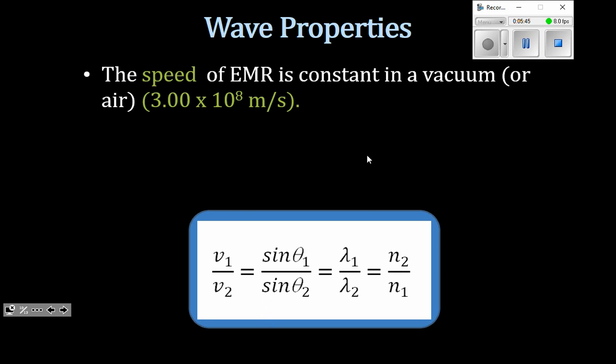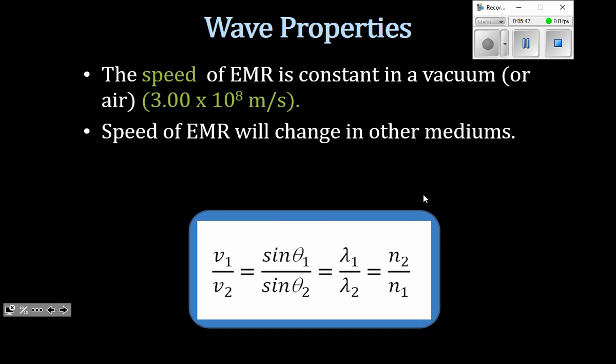But when you change the substance to more dense mediums, then you have to start following Snell's law. And what's going to happen is that the speed is going to slow down. It's going to bend. That's what this angle, sine theta 1, sine theta 2, is about. The wavelength is going to change. The index of refraction of the medium relates to these. We're going to see that.